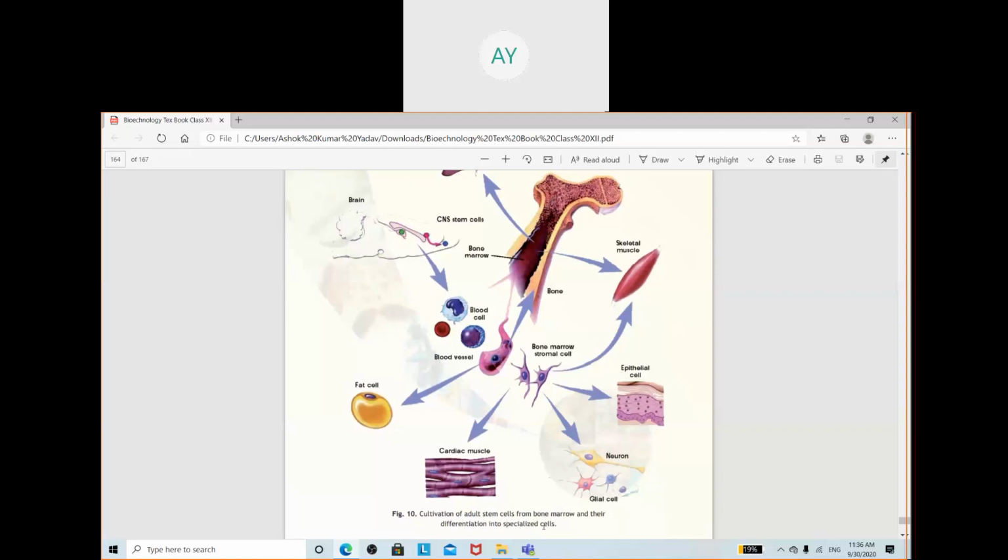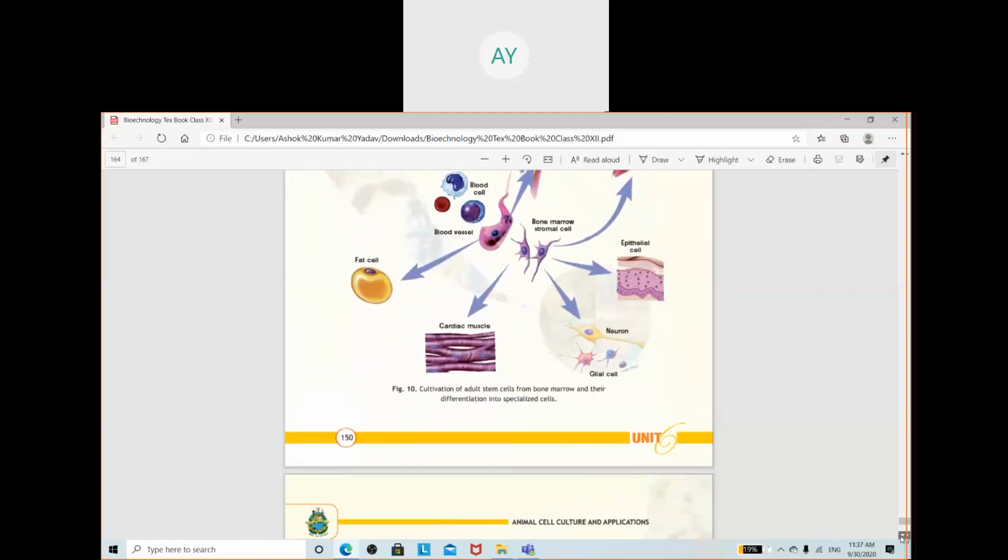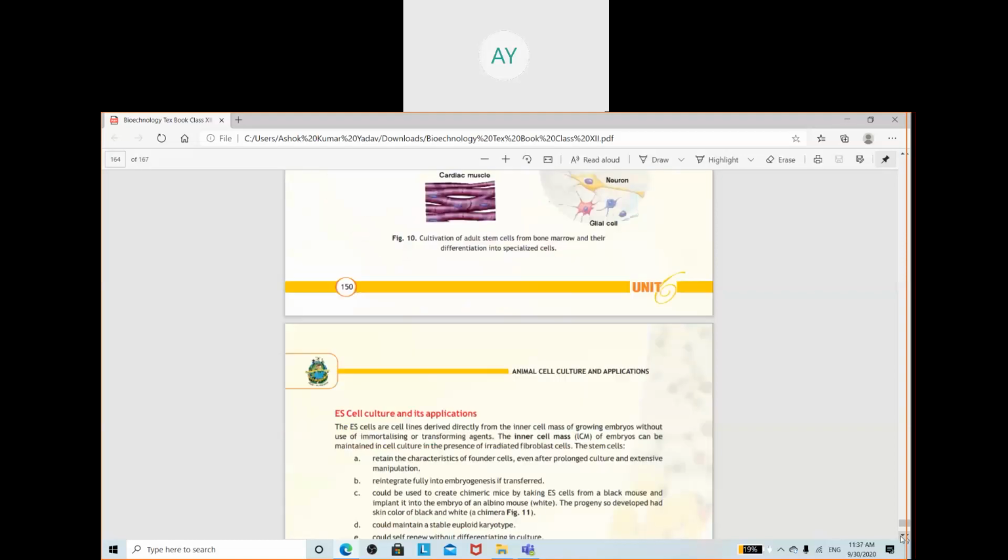You have to learn that such properties can be utilized for the treatment of different types of disease. Suppose your cornea is not working, then in that situation scientists will utilize your skin cell and differentiate it into cornea. So this is the application part of animal cell culture technology. Everyone try to learn what we mean by animal cell culture technology, and then what we mean by stem cell culture technology.